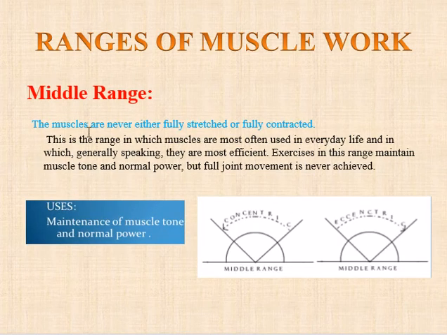Middle range. In this case, muscles are neither fully stretched nor fully contracted. This is the range in which muscles are most often used in everyday life and in which, generally speaking, they are more efficient. Exercise in this range maintains muscle tone and normal power, but full joint movement is never achieved. Basically, uses: maintenance of muscle tone and normal power.